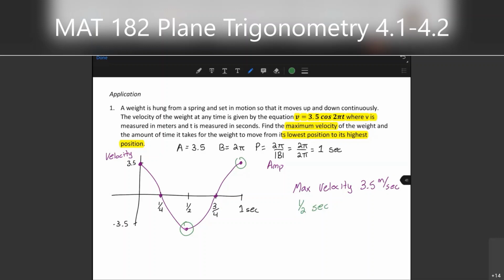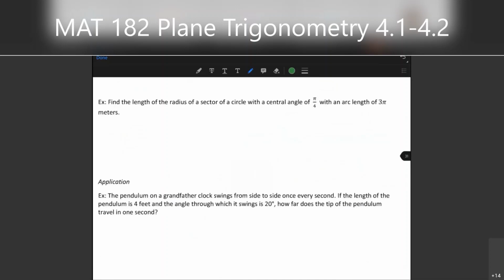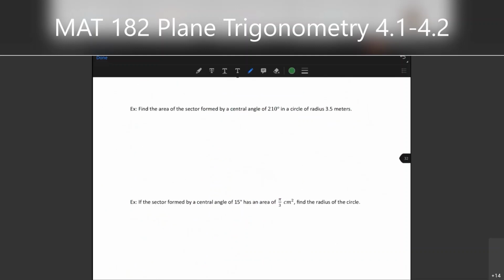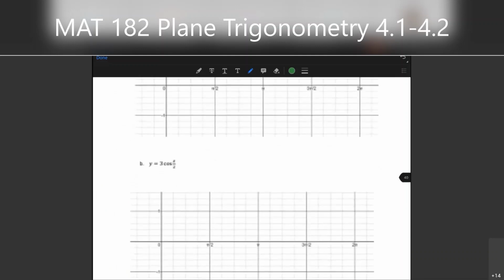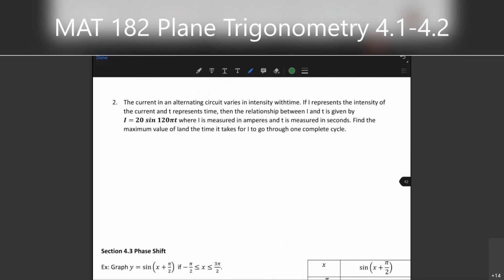Are there any questions with that application there? We have a similar application in number 2. Again, these are just playing off of the amplitude and the period, really. Last example here, we'll take a look.